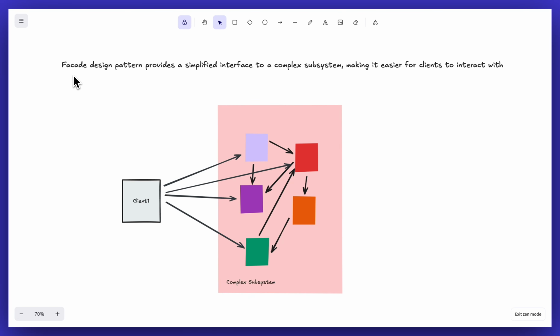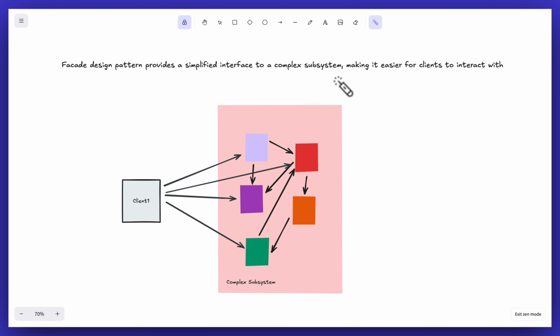The definition says that the facade design pattern provides a simplified interface to a complex subsystem, making it easier for clients to interact with. So the key term over here is complex subsystem. So let's understand this key term first.